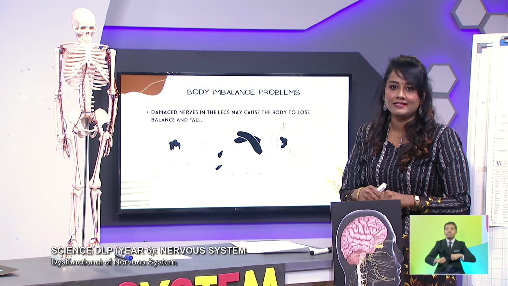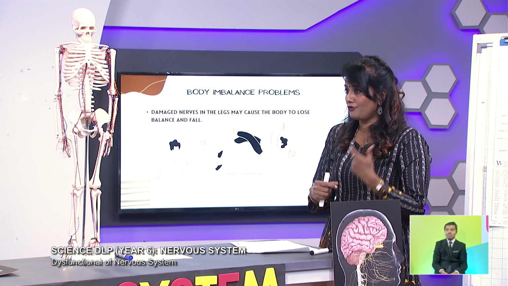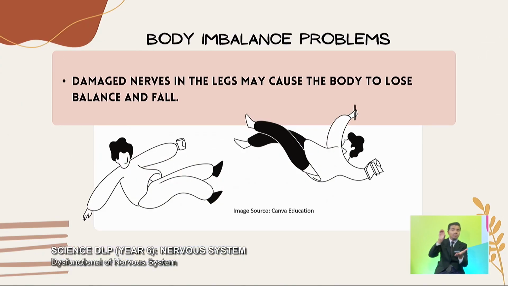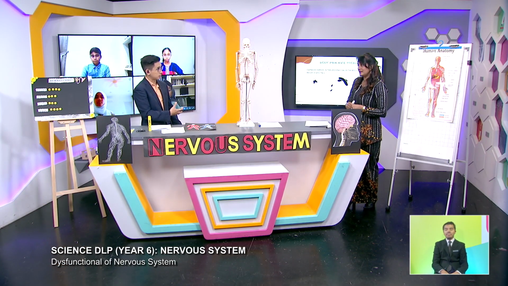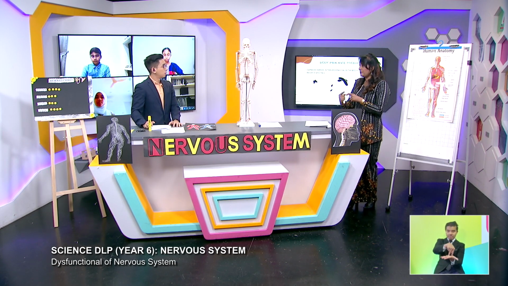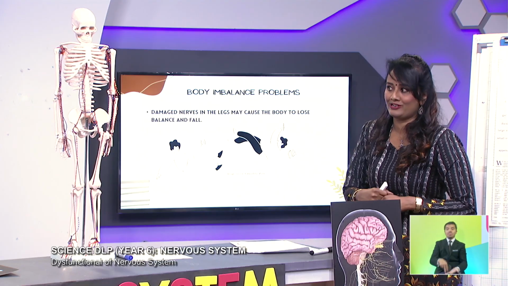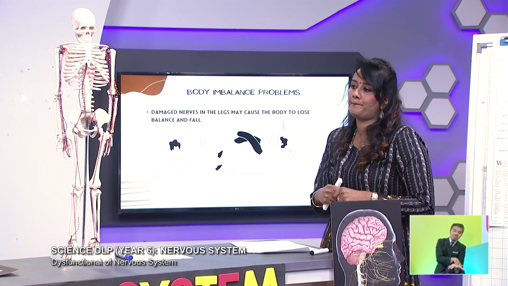And next, when it's not functioning, another thing that will happen is body imbalance problems. Here it will damage nerves in the legs and may cause the body to lose balance and fall. People can fall easily. They can't balance their body. Because maybe they cannot control the leg muscles, right? Because peripheral is connected to the central nervous system. So that's what will happen.